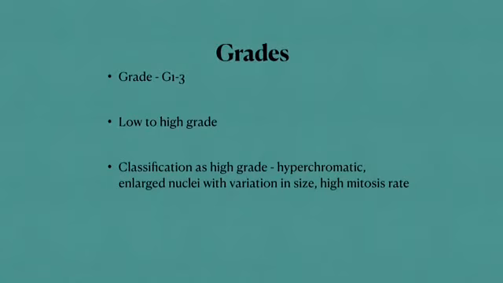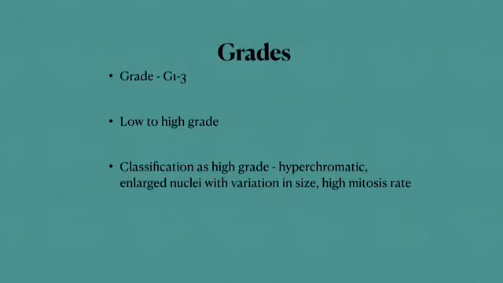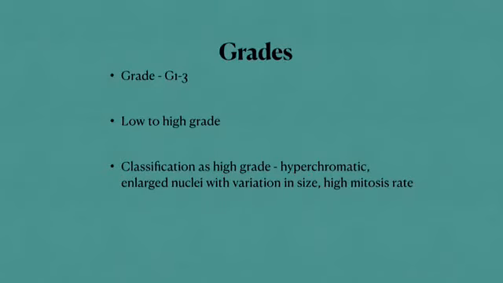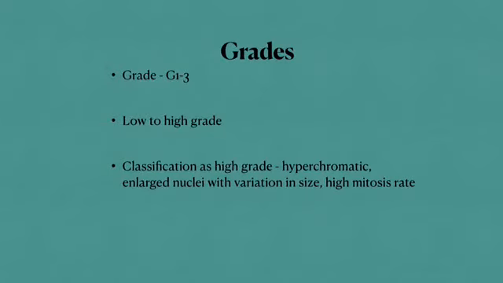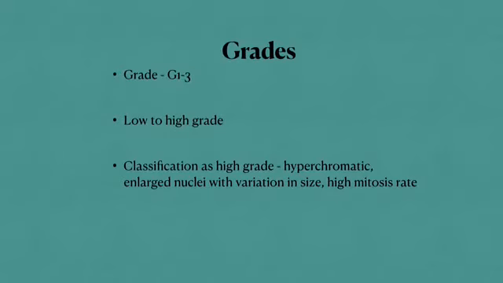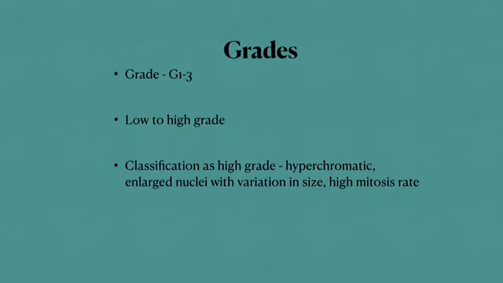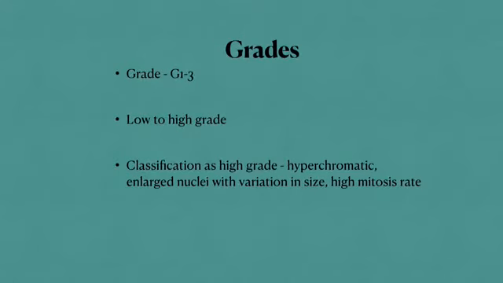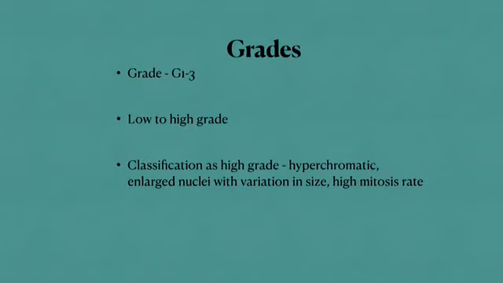So we've done all these investigations and we've found that our patient has a bladder tumour. We now want to go on and find out the grade and stage, as these are really important in predicting the outcome for this patient. The grade of a bladder cancer is divided into three: low, intermediate and high. This is G1 to 3 respectively. Those that are classified in the high grade will be hyperchromatic, they'll have enlarged nuclei which vary in size, and they'll have a high mitotic rate.